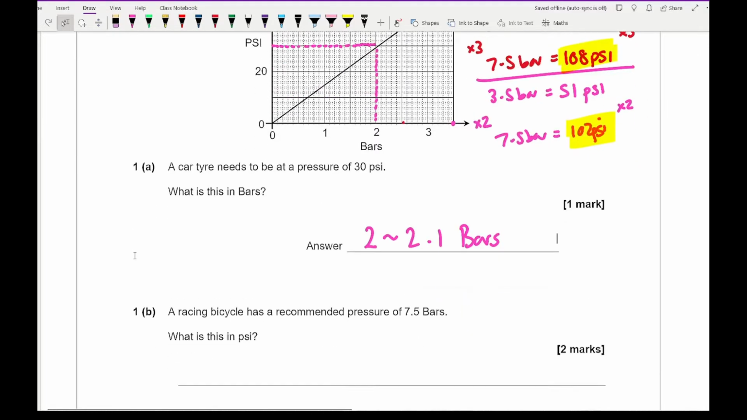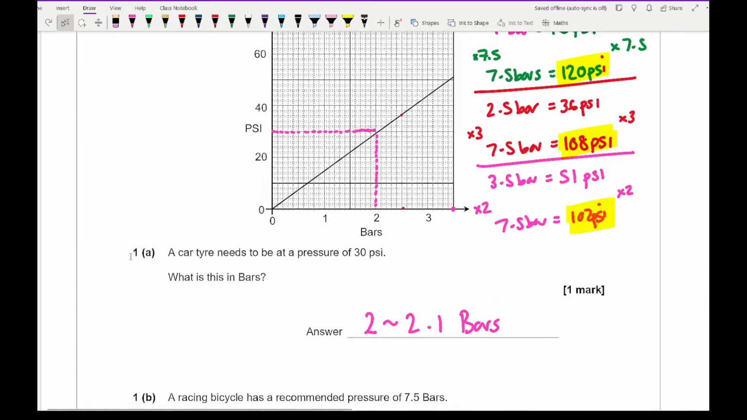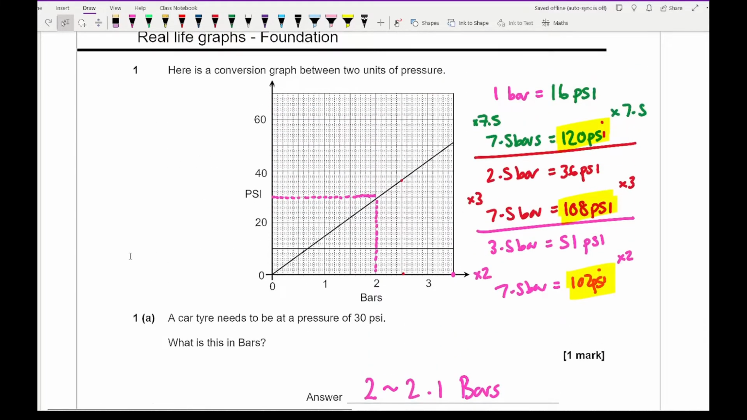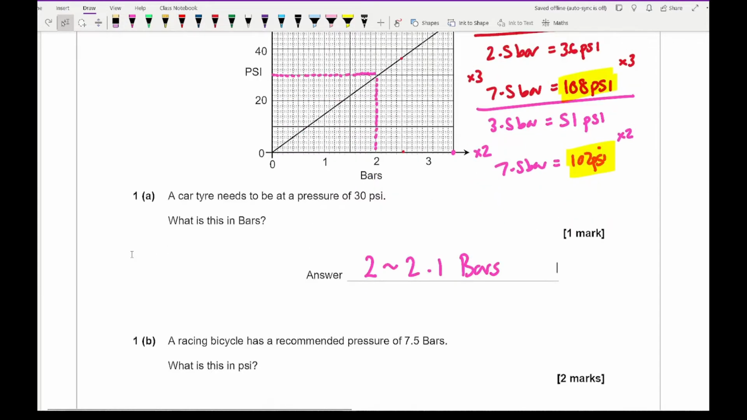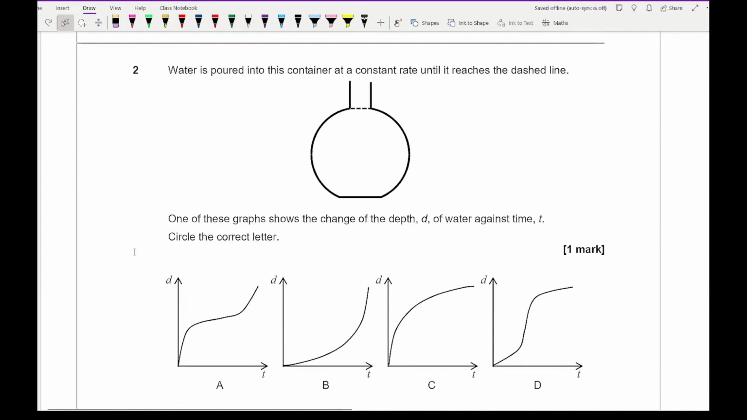And with the question being worth 2 marks, it's definitely worth noting what you've used to try and get 7.5 and what number you've multiplied both of those sides by, rather than just writing down one number. Looking at question 2, it says water is poured into a container at a constant rate until it reaches the dashed line. One of these graphs shows the change of the depth D of water against time t. Circle the correct letter.